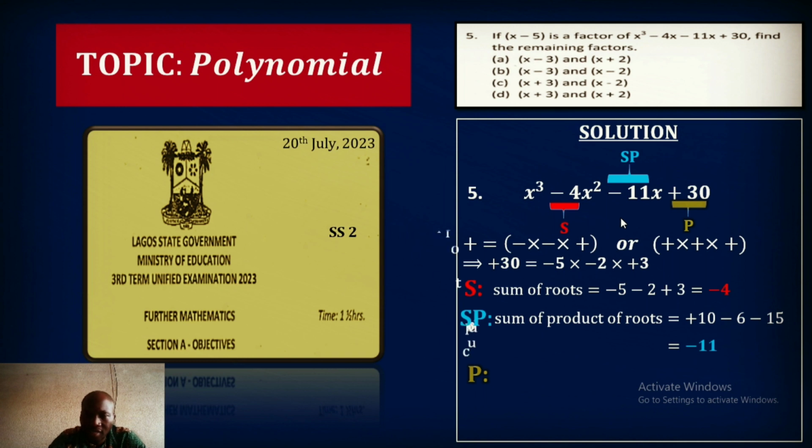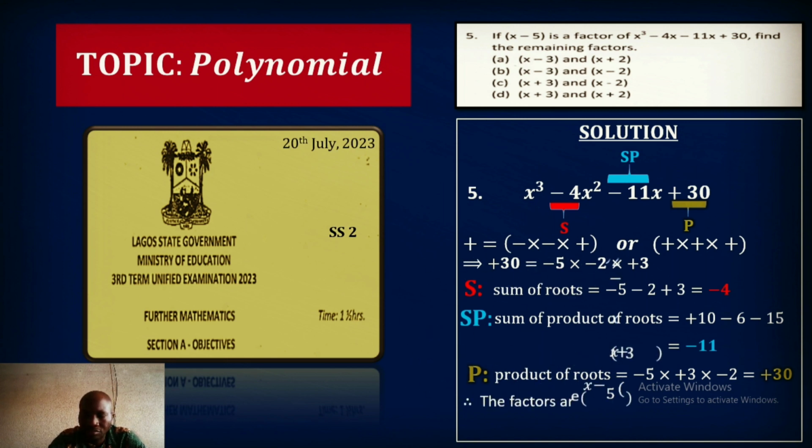And the last part of this is the product of roots. We have already done it, but I have rearranged them in another way, which is still the same result as plus 30, so that I can directly pick one of these options. And with this, we are through with the question.